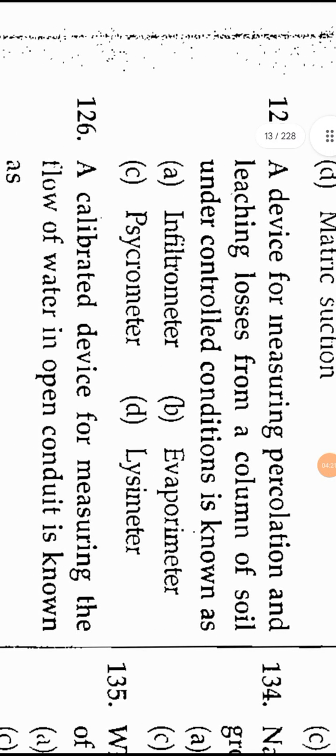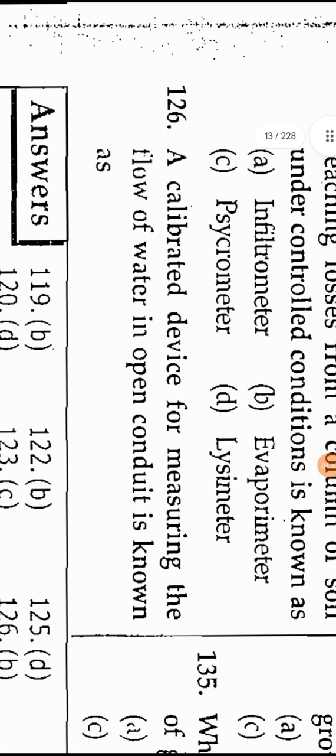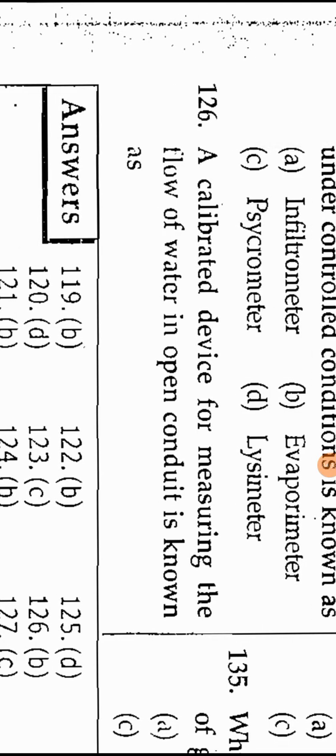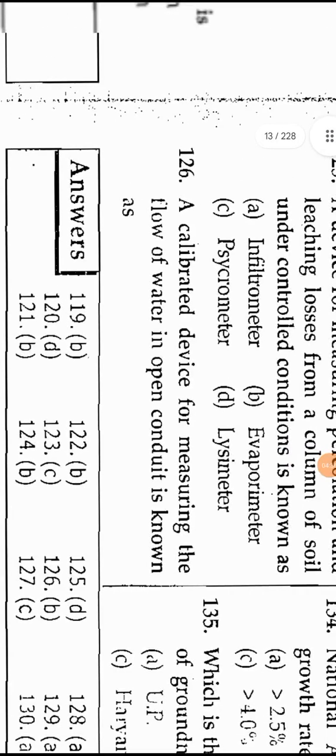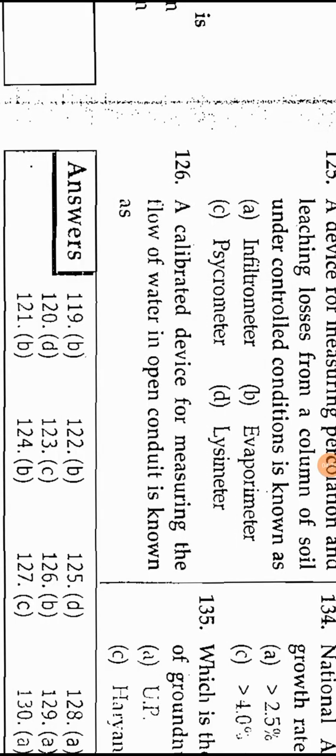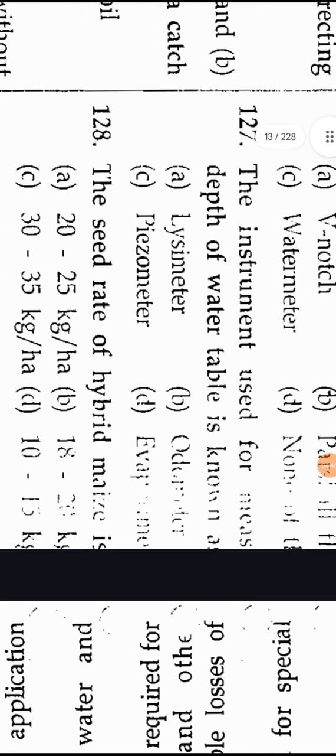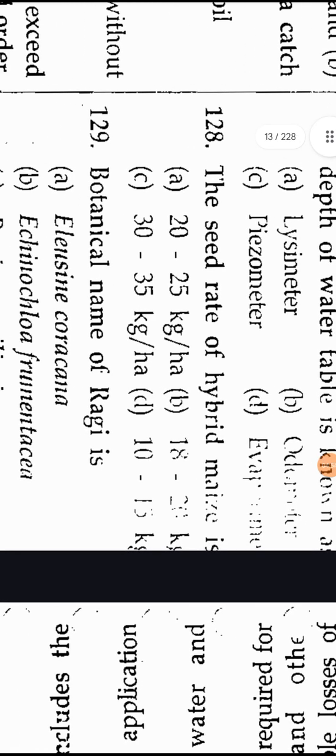A device for measuring percolation and leaching losses from a column of soil under controlled condition is known as lysimeter. A calibrated device for measuring the flow of water in an open conduit is known as parshall flume. The instrument used for the measurement of deep water table is known as piezometer. The seed rate of hybrid maize is 20 to 25 kg per hectare.